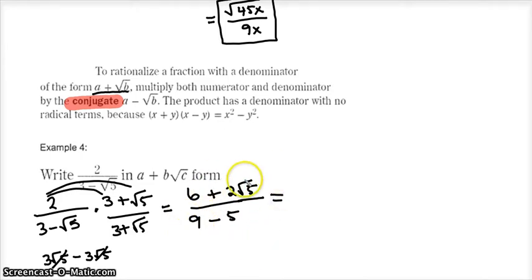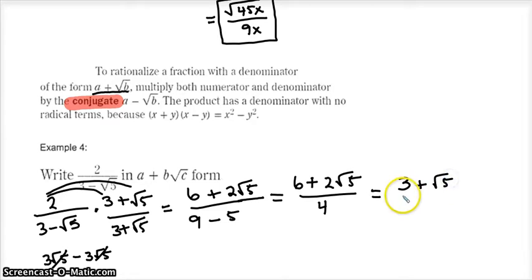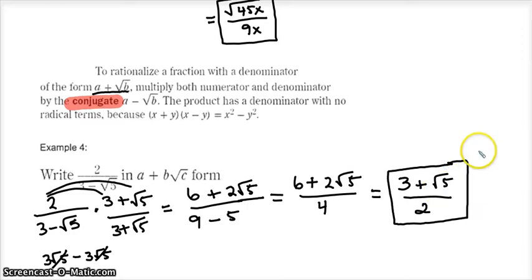So to simplify, I get 6 plus 2 root 5 all over 4. Now, since 6, 2, and 4 all have a common factor, I can reduce. The common factor is 2, so my final answer is 3 plus root 5 all over 2. Only if each of the constants shares a factor can I simplify.